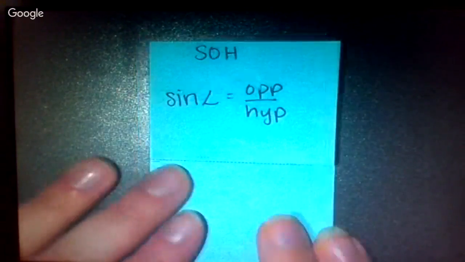So, if you open the flap, we're going to do an example. The first thing I need you to do is draw yourself a right triangle on the left-hand side. Because remember, SOHCAHTOA only works with right triangles.